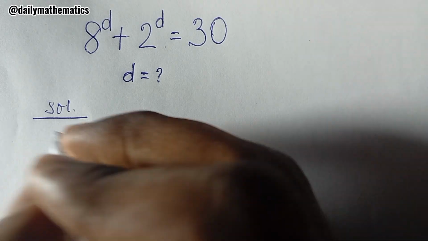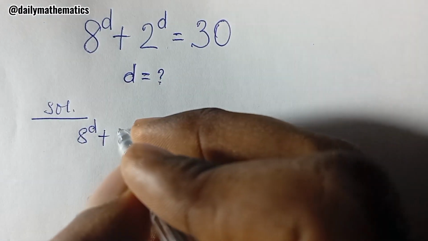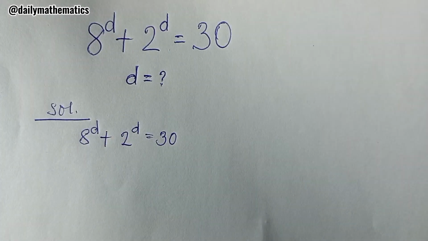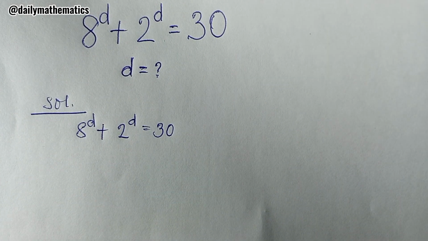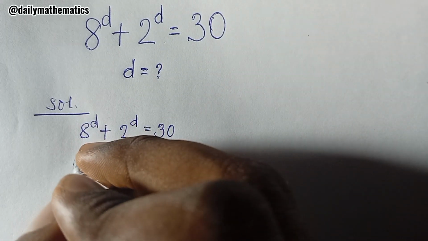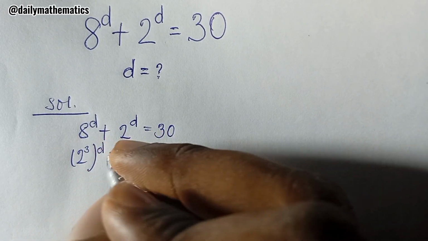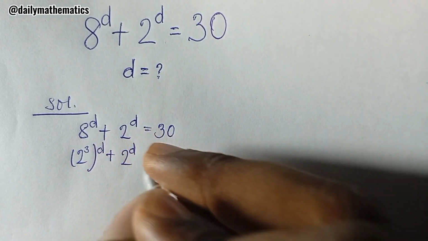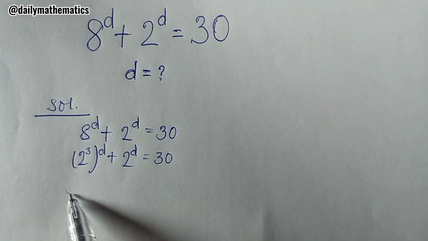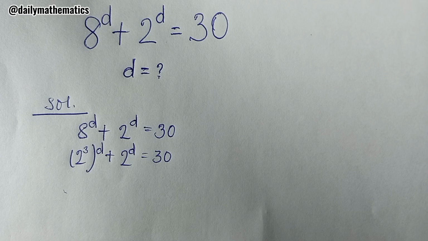We have 8 raised to the power of d plus 2 raised to the power of d equals 30. Now, what's the first thing we're going to do? The first thing we can see here is that 8 can be written as 2 raised to the power of 3, so we have 2 raised to the power of 3, raised to the power of d, plus 2 raised to the power of d equals 30. 8 can be written as a power of 2, as 2 raised to the power of 3, and so on. So we'll continue.